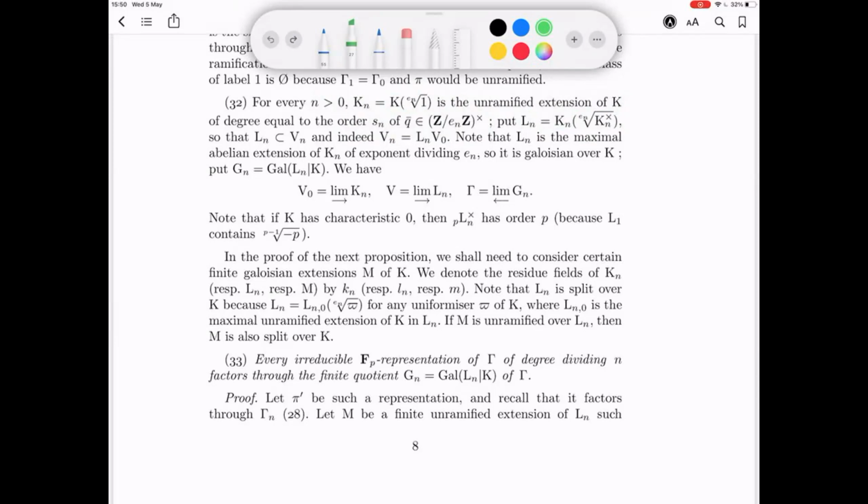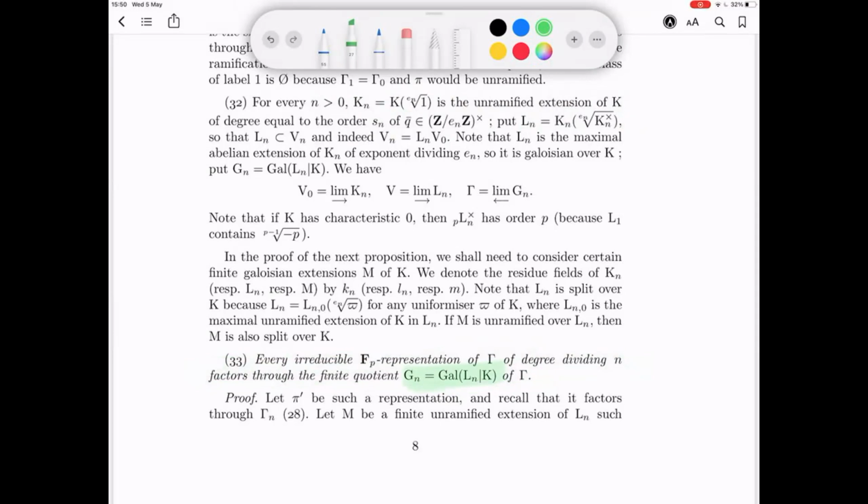So the next statement, number 33, says that every irreducible FP representation of gamma of degree dividing n factors through this finite quotient Gn, let me call it, which is the Galois group of Ln over K. This is a finite quotient of gamma because Ln is contained in the field V. Now that's very interesting because this group Gn is a very specific concrete group, right?